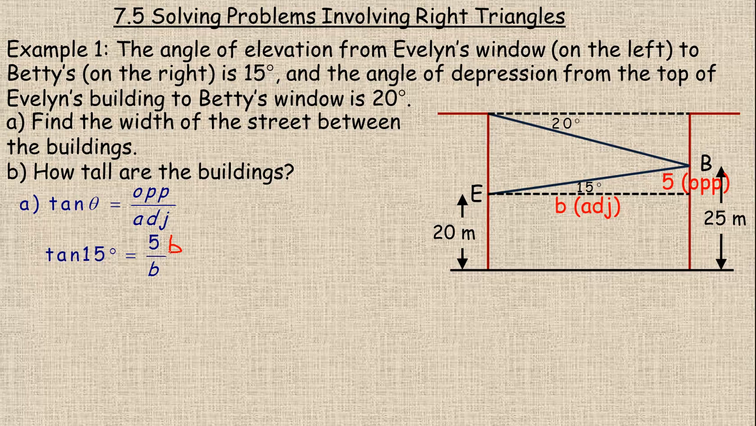We would multiply both sides by B to get the B out of the denominator, so that those B's divide out. And then we would divide both sides by the tan of 15 degrees. That would look something like this. The reason I'm dividing by the tan of 15 on the left, and doing the same thing on the right, is so that those tan 15s on the left would divide out. After they do, we get B on the left is equal to 5 over tan of 15. So B is 5 over the tan of 15.